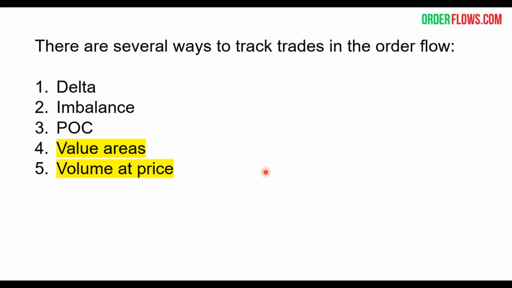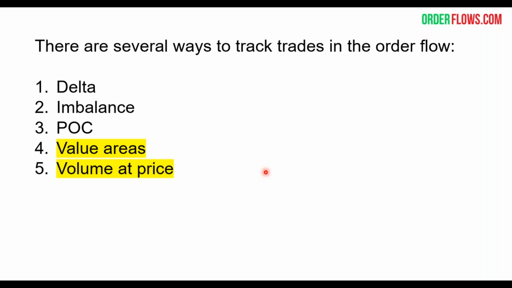So there are several ways to track trades in the order flow. I talked about delta, imbalance, and POC. I'm going to spend some time talking about other information derived from the order flow, value areas and volume at price, which is just as important because that's what's going to help you find good trades, trades that have low risk with strong upside potential, and trades that other traders aren't going to see because they're not looking at order flow. They're just looking at a simple one-dimensional chart, right?